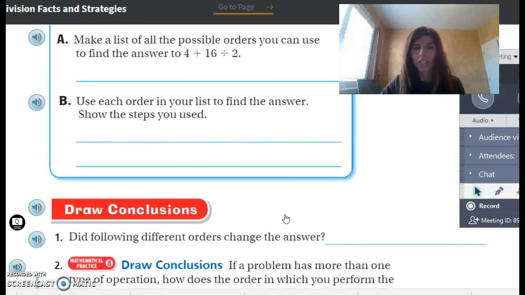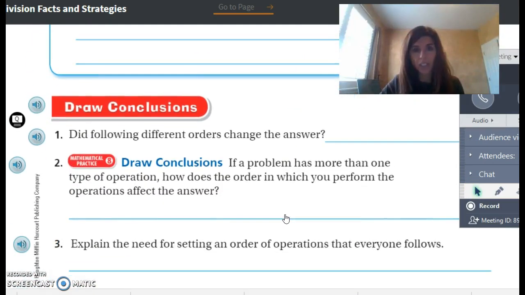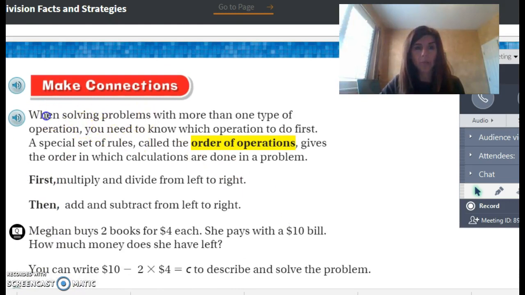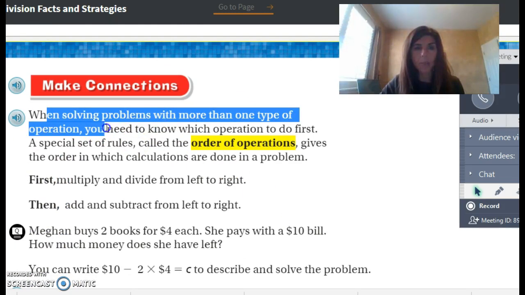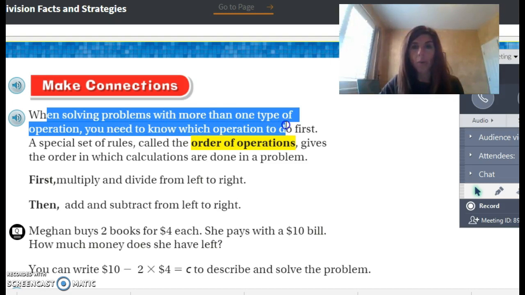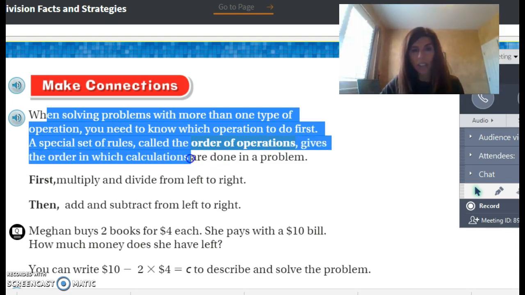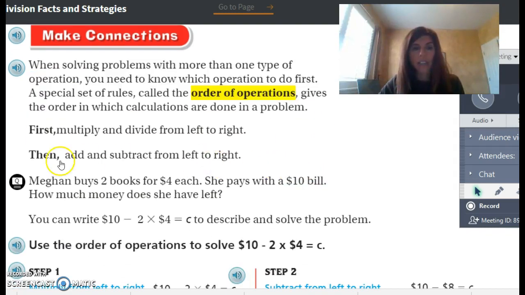Now the question is, what do we do first? When solving problems with more than one type of operation, you need to know which operation to do first. A special set of rules is called what? The order of operations. It gives the order in which calculations are done in a problem. All right, so these are the steps.